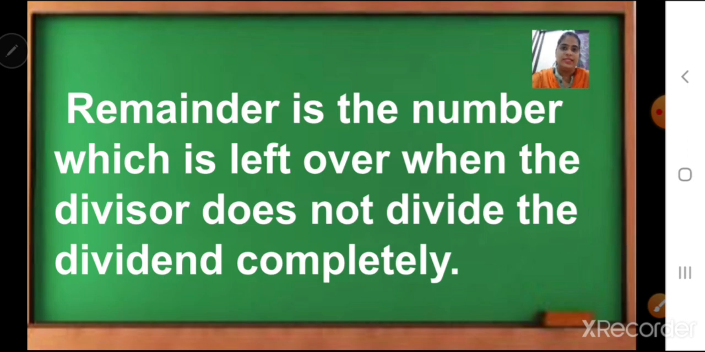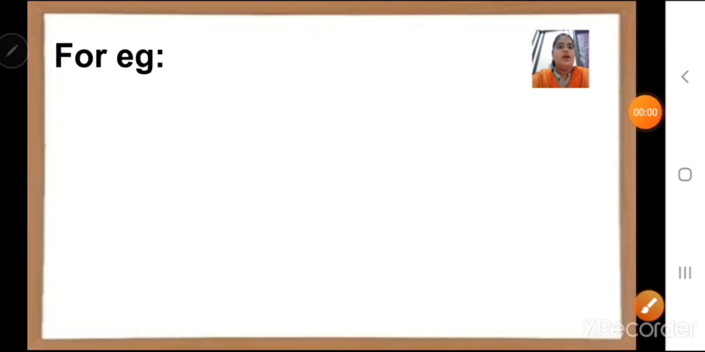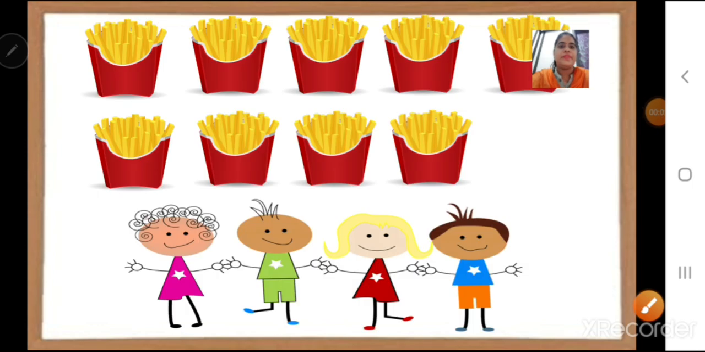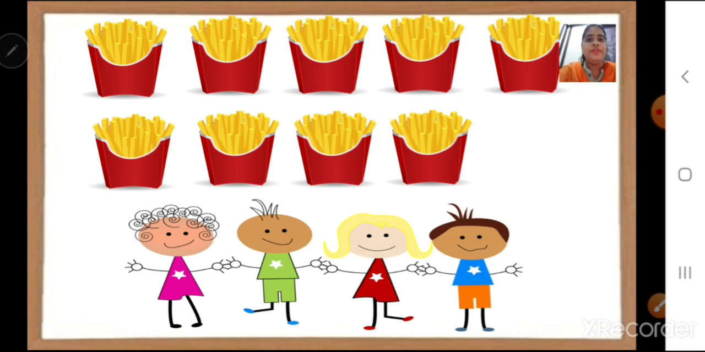Now what is it? Let us understand with an example. For example, here you can see there are few packets of French fries. You like French fries, right? Count how many packets are there. 1, 2, 3, 4, 5, 6, 7, 8, 9. There are 9 packets of French fries.